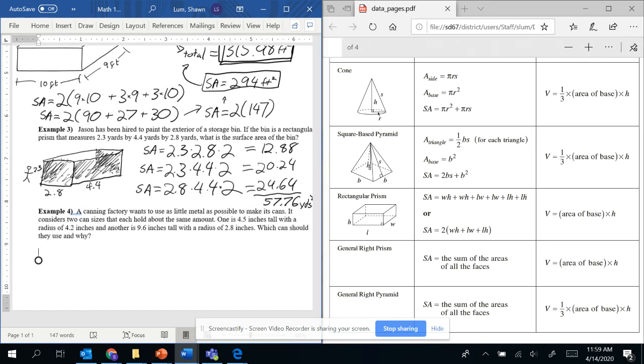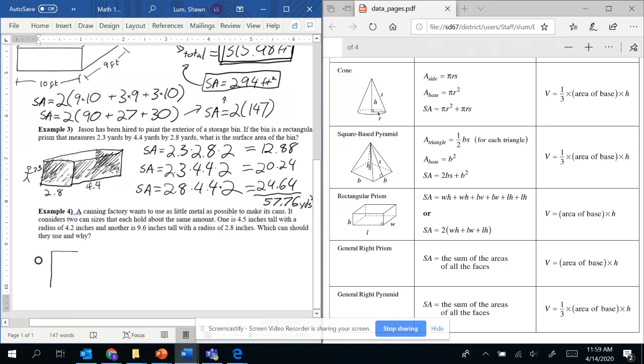Okay. A canning factory wants to use as little metal as possible when it makes the cans. It considers two sizes of cans to hold the same amount. One is 4.5 inches tall. So I'm going to draw a picture of a can right here. So here's 4.5 inches tall roughly, with a radius of 4.2.